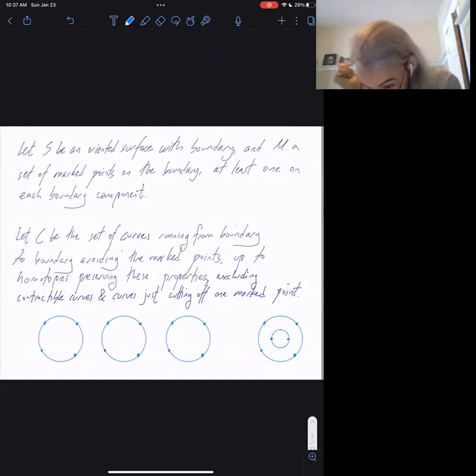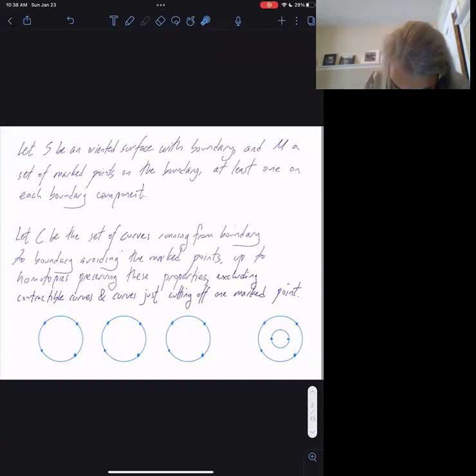So let's get started. Let's start with an oriented surface with boundary and a set of marked points on the boundary, and at least one marked point on each boundary component. So the surface could look like a disk with some marked points on the boundary. It could look like this, which is an annulus, so that the actual surface part is what's between the two circles. So those are just a couple of examples. And then we're going to be interested in the set of curves running from boundary to boundary and avoiding the marked points, up to homotopies which preserve those properties, and excluding some silly curves that are just contractible, or curves that are just cutting off a single marked point.